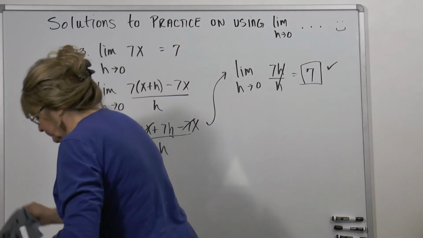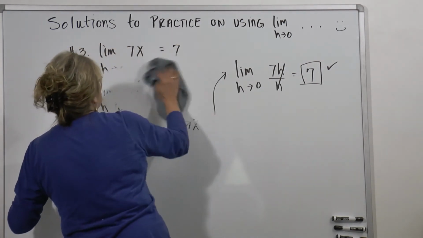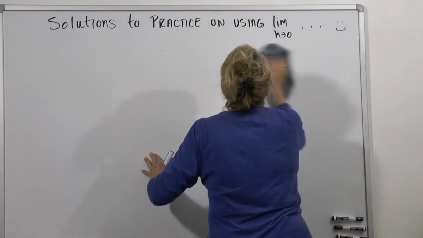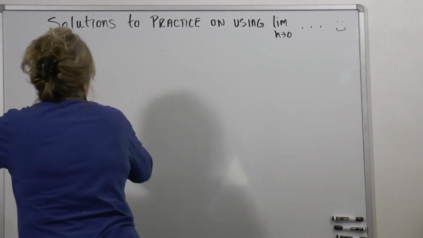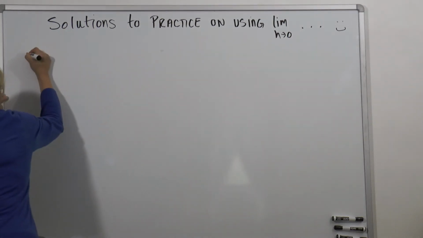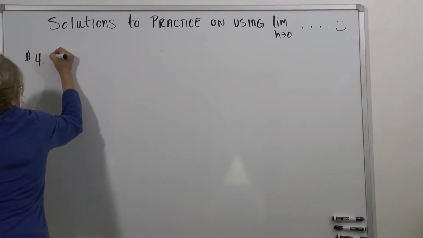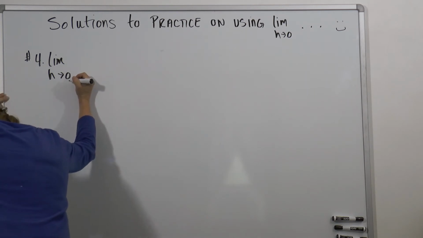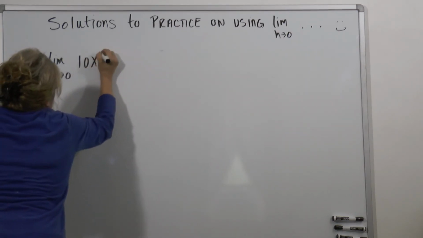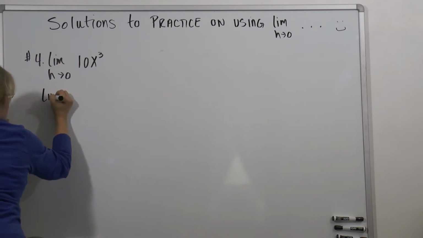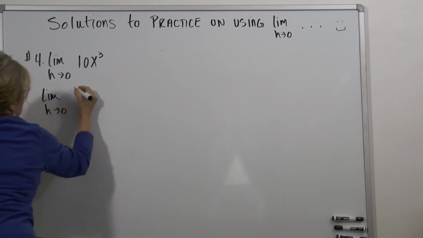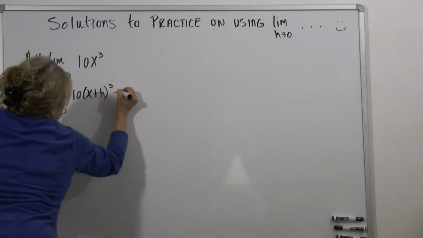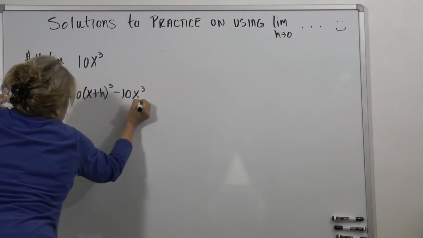Okay, now the next one, 10x to the third, that's like super tedious stuff. That's why I only did one of those the other day, because they're tedious. And my board is little. So the limit as h goes to 0 of 10 times x plus h quantity cubed minus 10x to the third, whole thing over h.